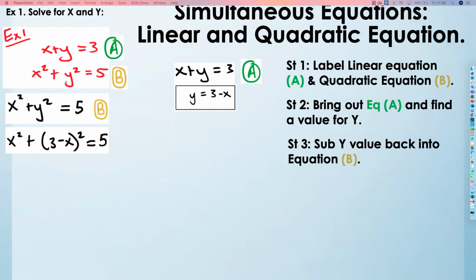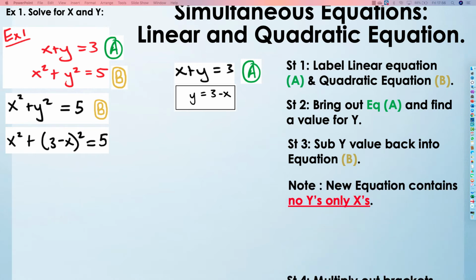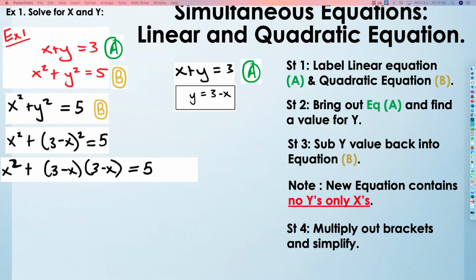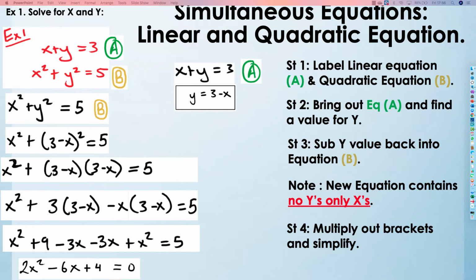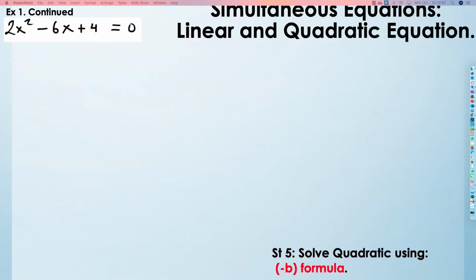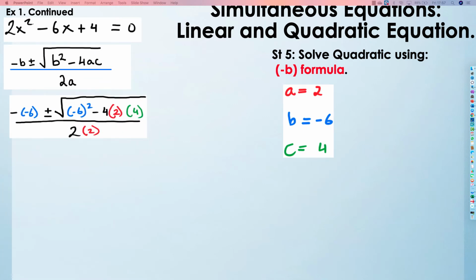So square this out. x squared plus (3 minus x) squared is equal to 5. That's x squared plus 9 minus 6x plus x squared is equal to 5. 2x squared minus 6x plus 4 is equal to 0. What do you reckon I'm going to do here? Minus b plus or minus the square root, exactly. Get two values for x. You get x equals 1, x equals 2.